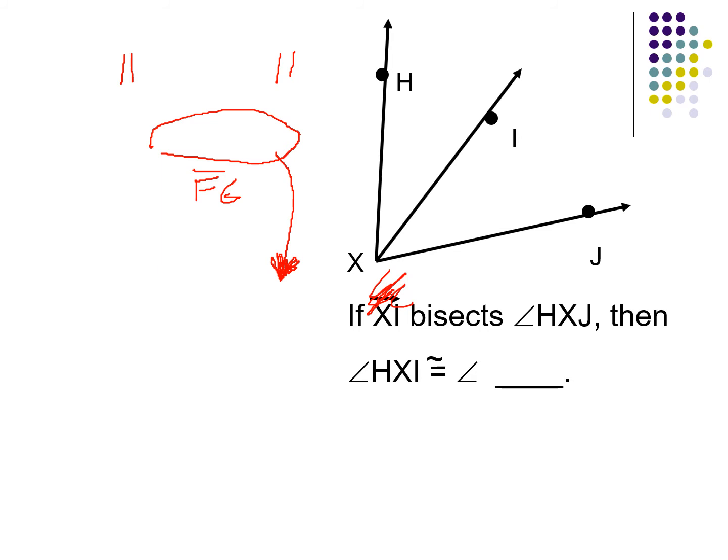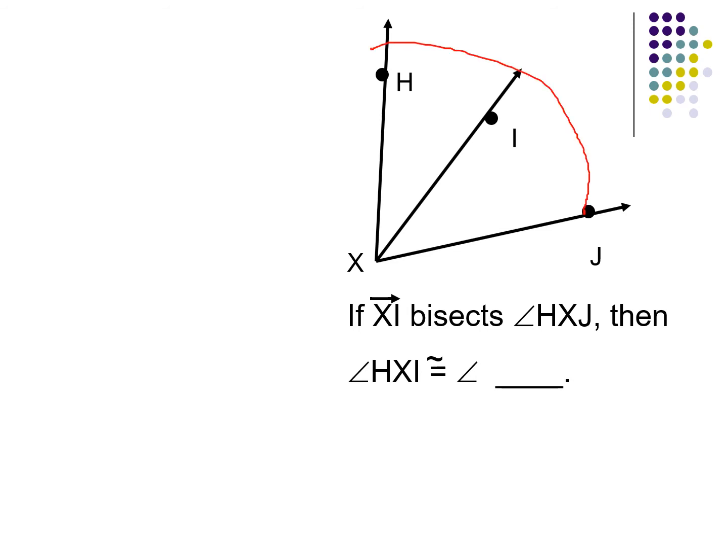All right, so if XI bisects HXJ, that means this whole thing's been bisected. What does that mean? What does bisect mean anyway? It means it's cut into two equal pieces. So I get the angle matching here and here. HXI, that's this one, would match IXJ.